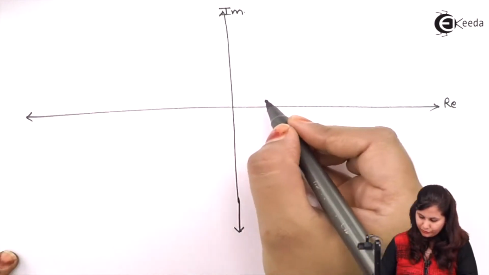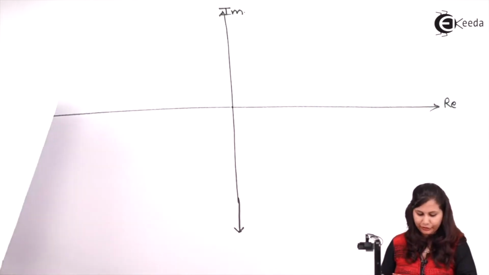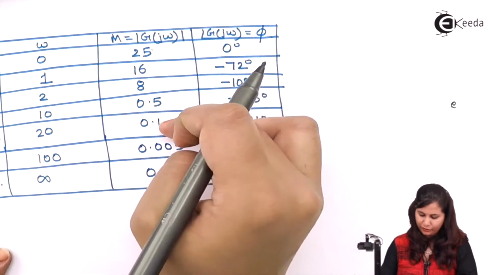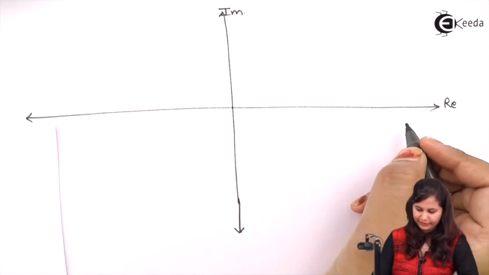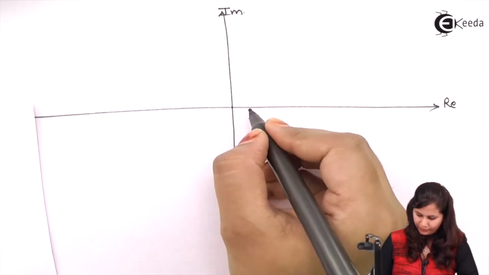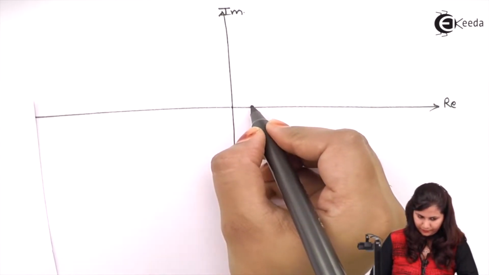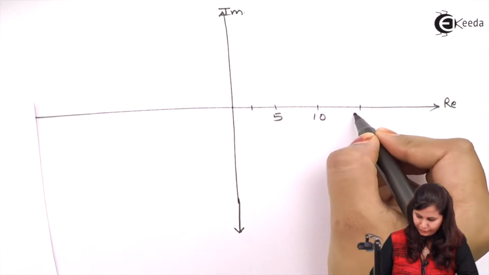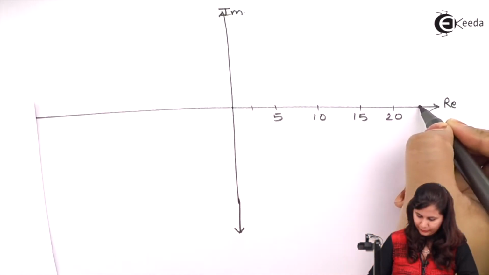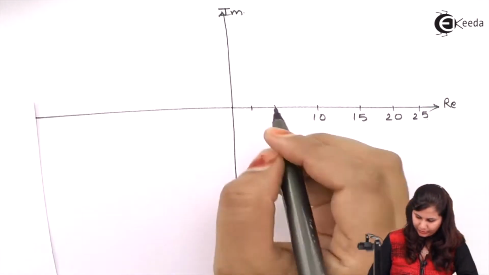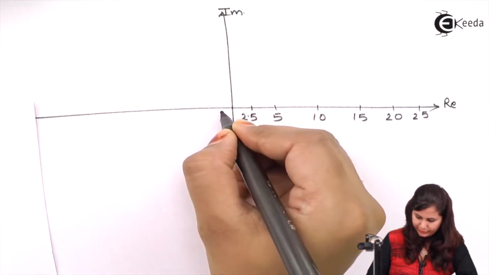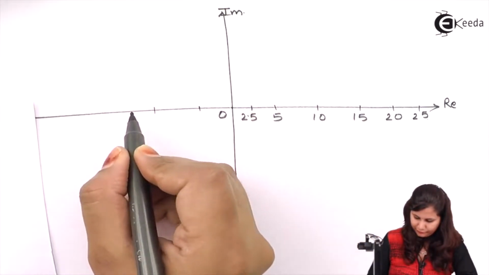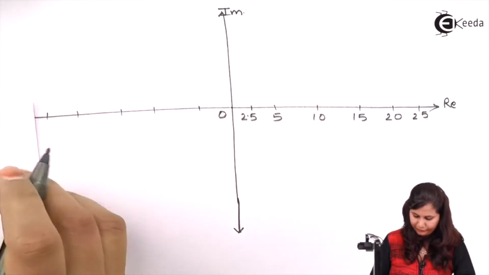Magnitude is plotted on this real axis. So first we will draw. We have the magnitude as 25, 16, then 8, 0.5, 0.1. So we will divide this: 5, 10, 15, 20, 25, and this will be 2.5. This is 0. Here also you will divide 5, 10, 15, 20, 25.